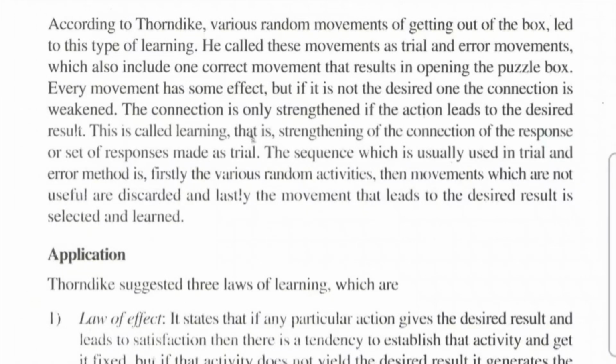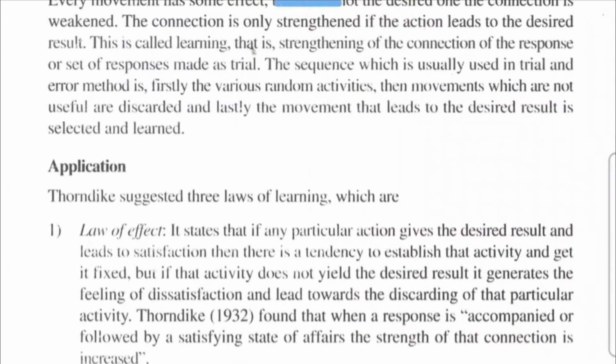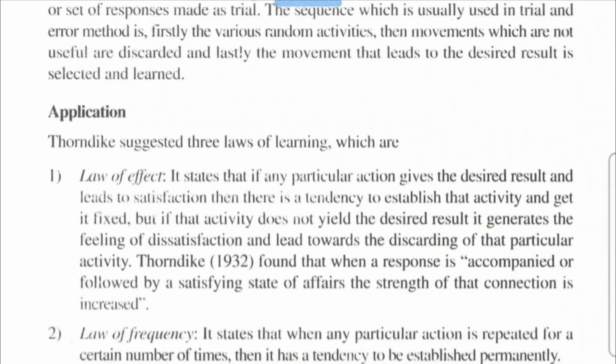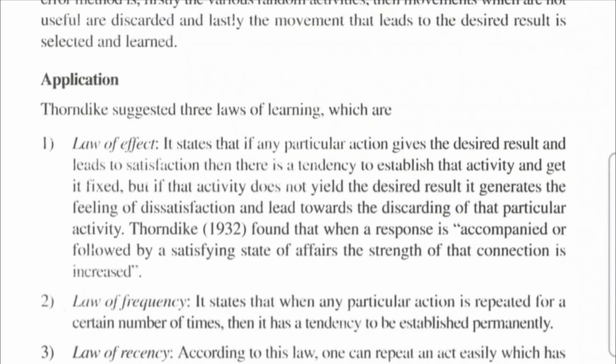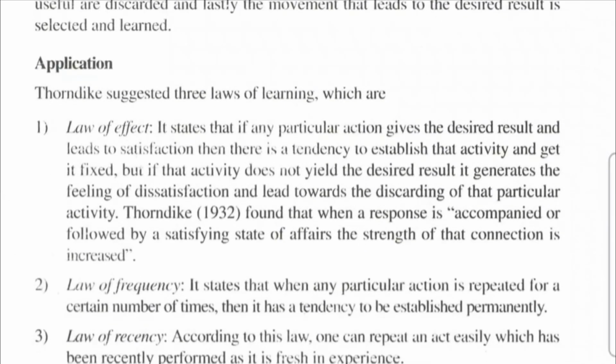This is called learning, i.e., the strengthening of the connection of the response or set of responses made during the trial. The sequence used in the trial and error method is, first, various random activities; second, the discarding of movements that are not useful; and lastly, the selection and learning of the movement that leads to the desired result.